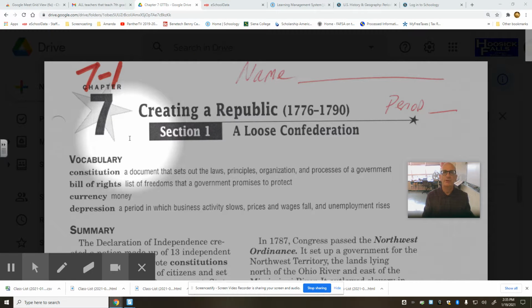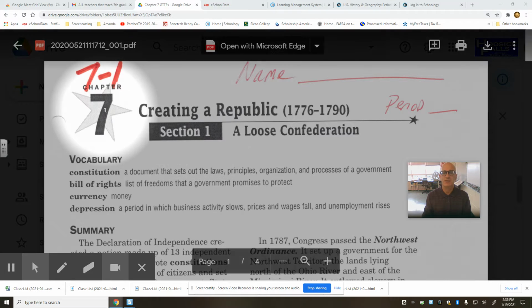We finished up the discussion of the American Revolution, and now we're going to get down to the real nitty-gritty of what has to be done after the war has been won, and that's basically creating a government, creating a constitution, and making sure that the new independent nation has the structure, the infrastructure, and the support that it's going to need to survive as an independent nation.